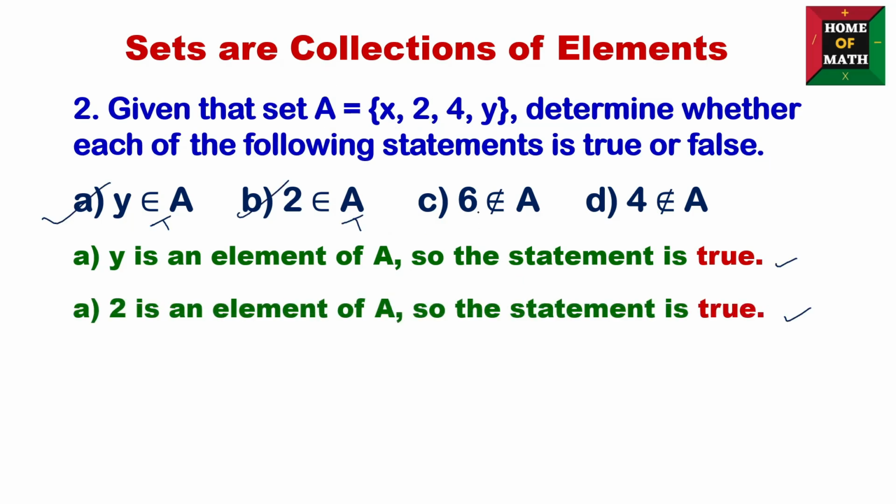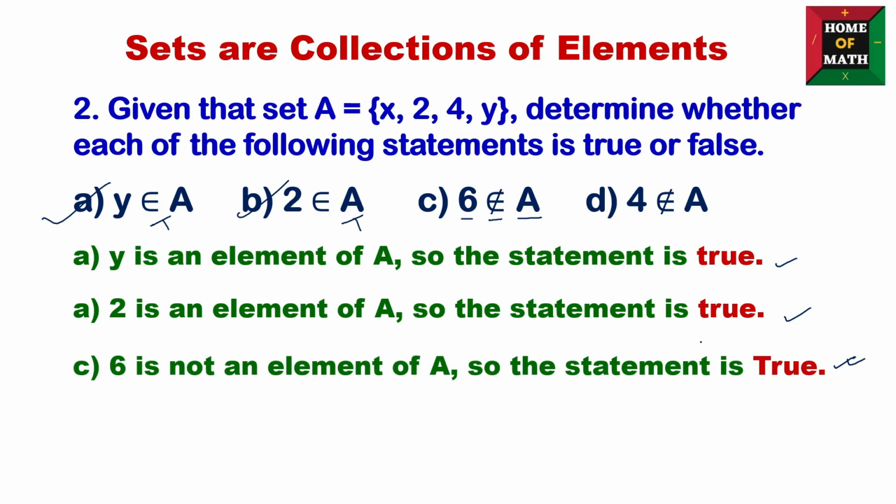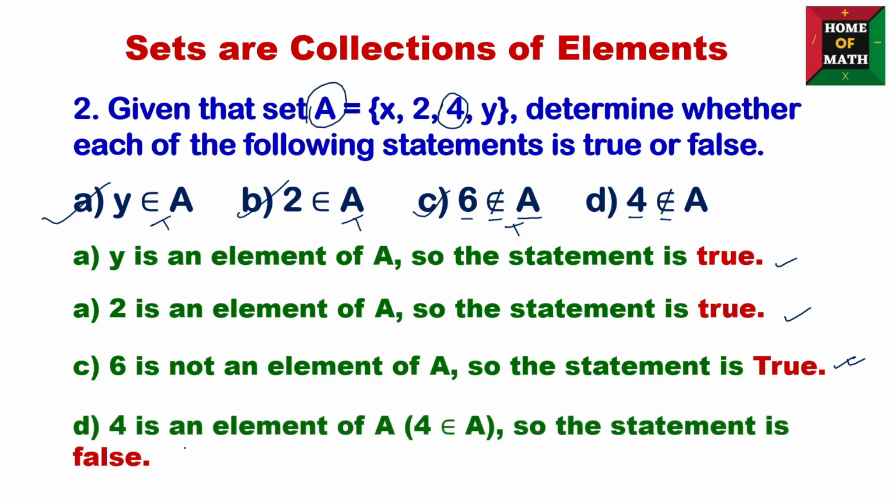Number C. Here it is mentioned 6 is not an element of A. And we also see there is no 6. It means the statement is true. Right? It's true. And number D. Here it is mentioned 4 is not an element of A. But we can see that here is 4, which is an element of A. It means the statement is false. Right?